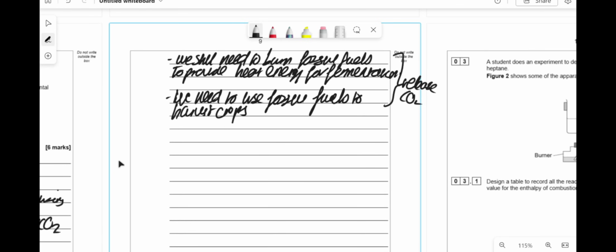As well as that, there's other things you could talk about. For example, there's fuel used in its distribution as well, like actually driving it from one place to the other. And as well as that, you're also destroying habitats and stuff.